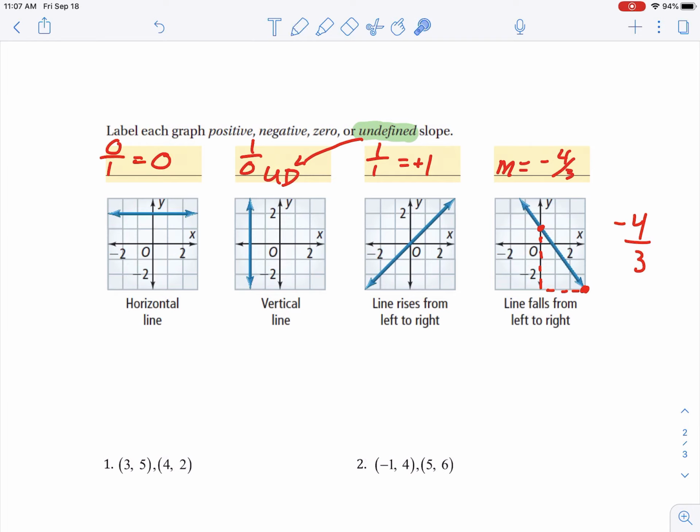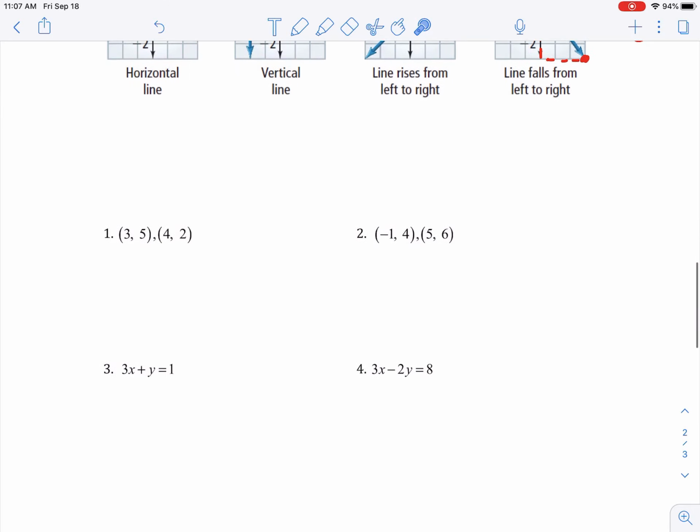Again, if I'm going up as I'm going left to right, it's going to be a positive slope. If I'm going down as I go left to right, it will be a negative slope. With the vertical lines, it's undefined. With a horizontal line, it's just a slope of 0, which is neither positive nor negative. All right, moving on here.